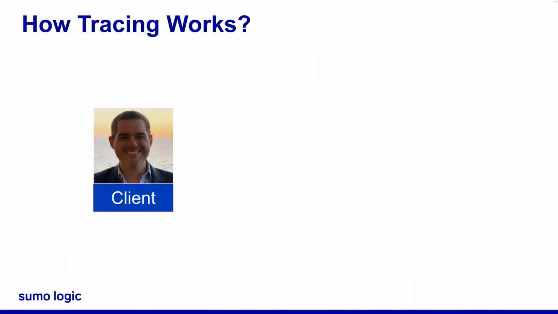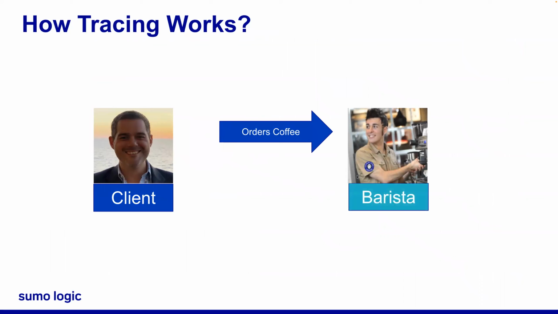So how does tracing work in here? Well, to understand tracing, let's consider the example where Abel orders a cup of coffee. So we have our client. He orders coffee, and the barista starts to prepare that cup of coffee. Once he's done with that preparation, the coffee cup is delivered.